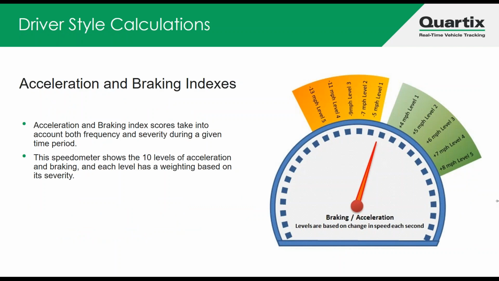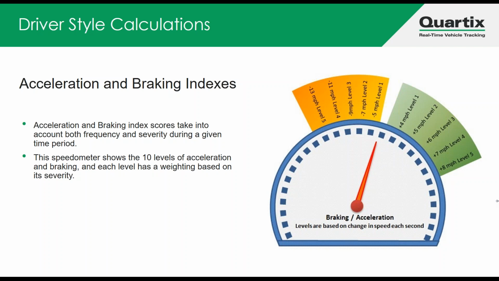Okay, but before I do that, I'm going to run through some of the calculations that you'll see on our reports. So the first calculation I'm going to run through is our driver style calculation. Basically we measure this based on the frequency and the severity of harsh incidents, both braking and acceleration. You'll see on the screen here that we've got 10 different levels and we give weighted scores for each level of severity.